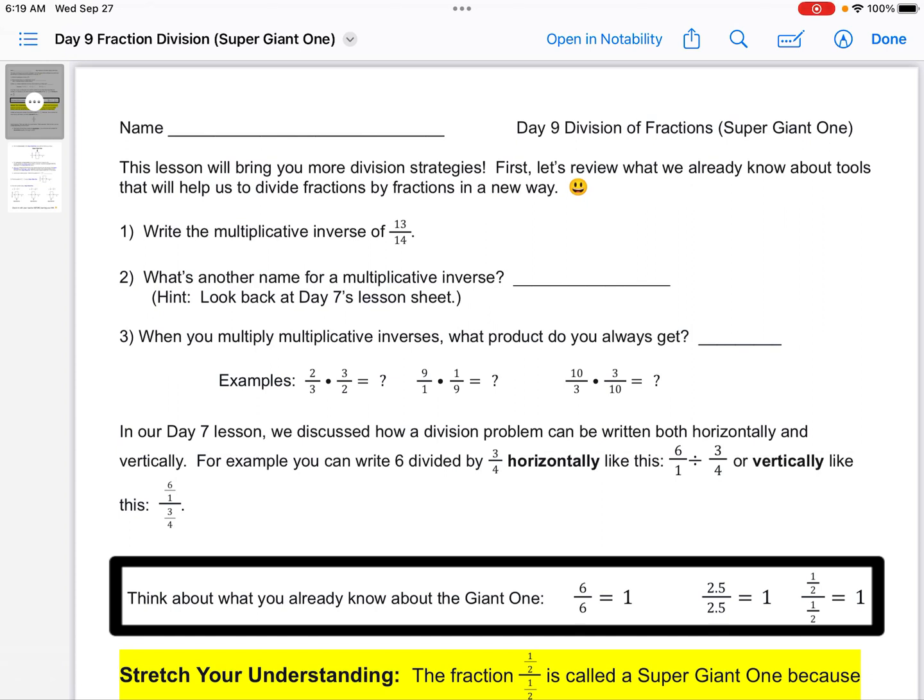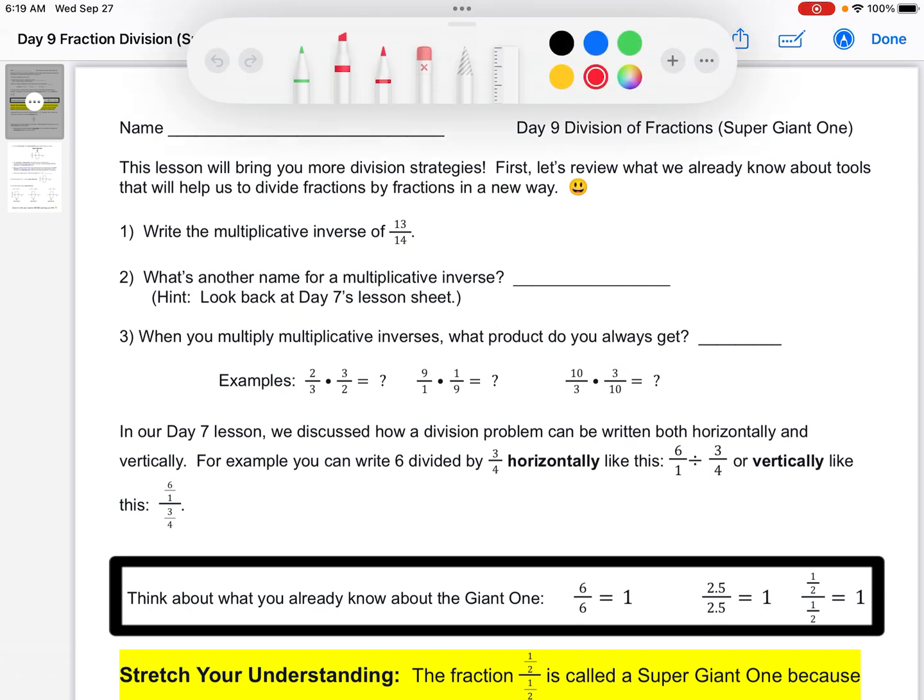Hey there, this is just a quick video on Supergiant 1. Sometimes this can be a really confusing topic. However, what you find is it really is just a step into a simpler way of dividing fractions. Some of you might be familiar with it when you say multiplying by the reciprocal. So if you don't feel super comfortable with this, be patient, because usually the next lesson pulls everything together.